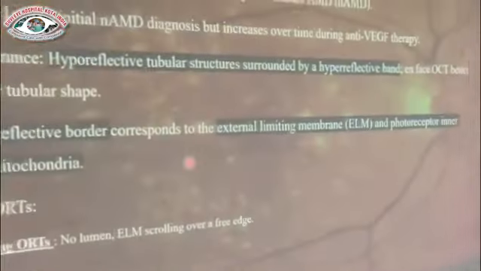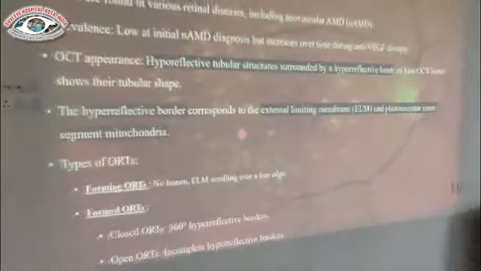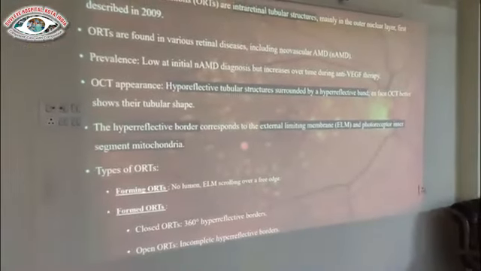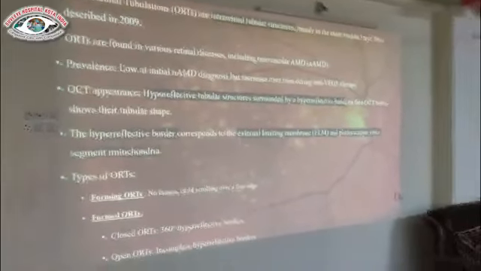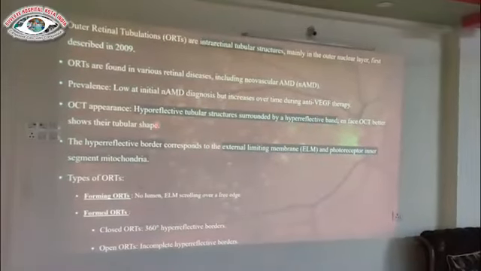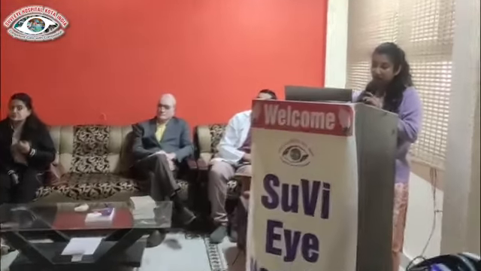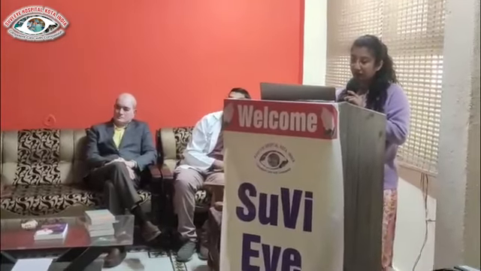Now, outer retinal tubulation. These are intraretinal tubular structures, mainly in the outer nuclear layer. They are found in neovascular disease. The hyperreflective border corresponds to the ELM and the photoreceptor inner segment mitochondria. There are also types of ORT, which are difficult to distinguish on OCT, but one should know about them. Forming ORTs have no lumen, only ELM scrolling over the photoreceptors, while formed ORTs have a closed hyperreflective border, which is commonly seen, and open ORTs have an incomplete hyperreflective border.